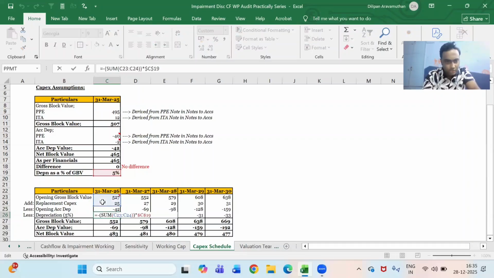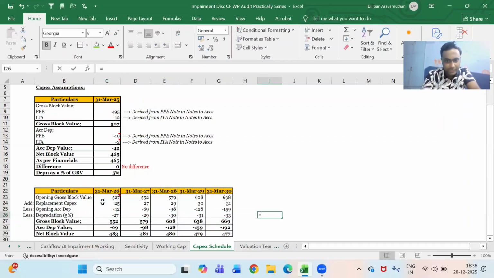So basically when I do 527 plus 25 into 5%, I'll just do that here quickly. Anyways, I've done that. So just a sense check for you guys. When I apply 5% on this, we get a number of 27.6, which is what we have taken here.